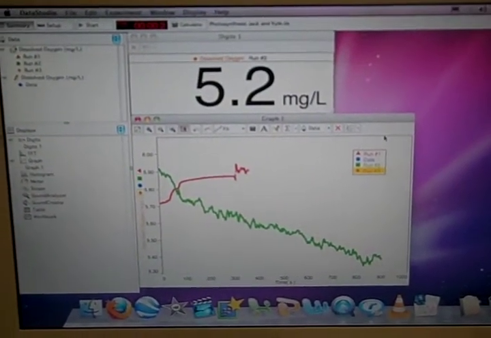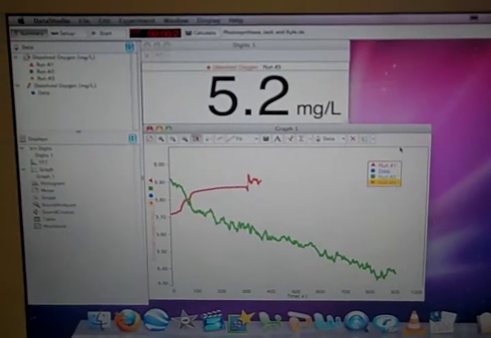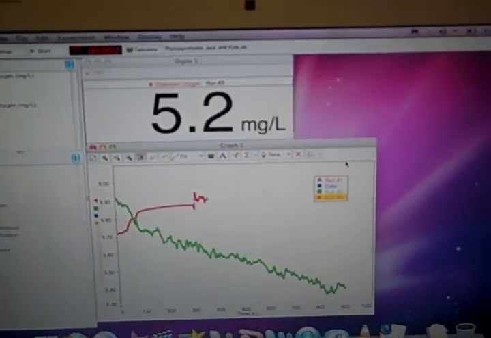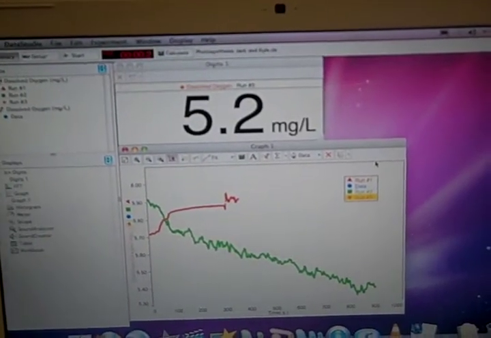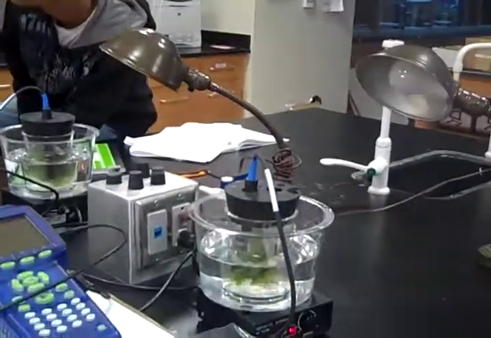So, contrary to our hypothesis, the results show a major decline in dissolved oxygen levels, represented by the green line. And from the results, we inferred that with the light on, carbon dioxide levels increased and sped up the reaction to CO2 in our plant, and therefore caused a decrease in dissolved oxygen in our results.